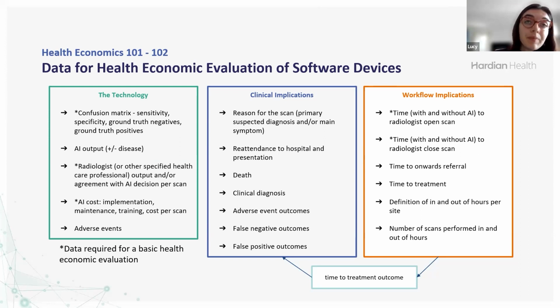And then also we need to have data on the costs, implementation, maintenance, training of the technology, and also any adverse events related to the technology. That typically is more focused towards therapeutics versus diagnostics, because the adverse events or negative consequences associated with the diagnostic technology can be accounted for within the confusion matrix.